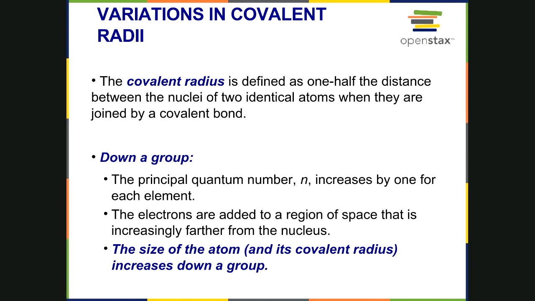So we want to have a definition of radii, so they define it as taking two atoms of the same element that are bonded in a covalent bond and taking 1/2 the distance between the nuclei, and we call that the radius of the atom. Using that as our definition, we see that as we go down a group, the size of the radius increases, the size of the atom increases, which makes sense because we're adding a new layer of electrons as we go down the periodic table within a column. So the atoms are going to get bigger, because we're adding electrons that are increasingly further and further away from the nucleus.